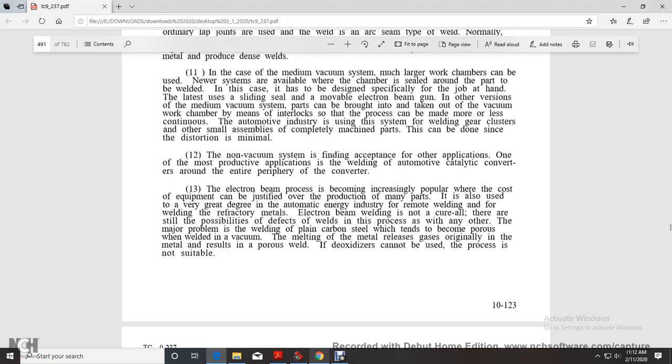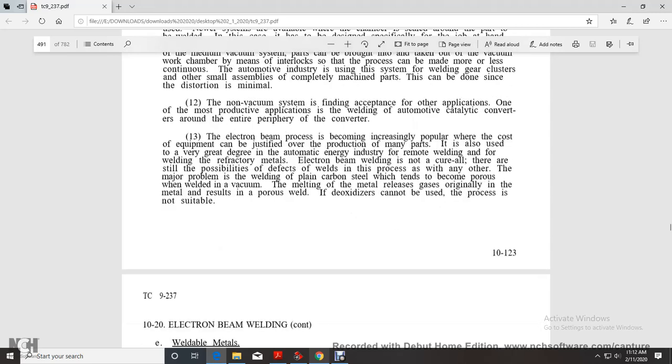Electron beam welding is not a cure-all. There are still possibilities of defects in welds made by the process, as with any other. Many problems arise when welding plain carbon steel, which becomes porous when welded in a vacuum. The melting metal releases gases originally in the metal, resulting in a porous weld. Deoxidizers cannot be used in the process, so it is not suitable.